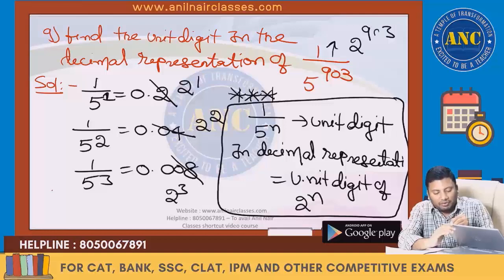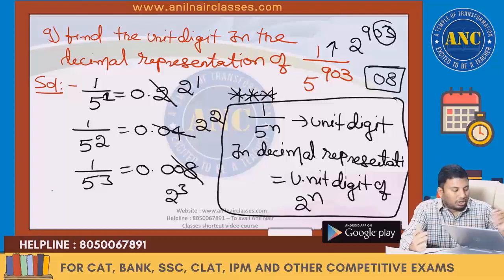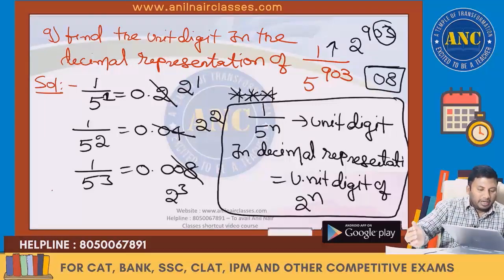Divisibility rule of 4 is last 2 digits should be divisible by 4. 2 cube is 8. I hope it is clear.